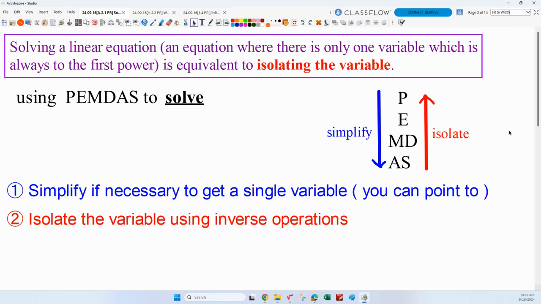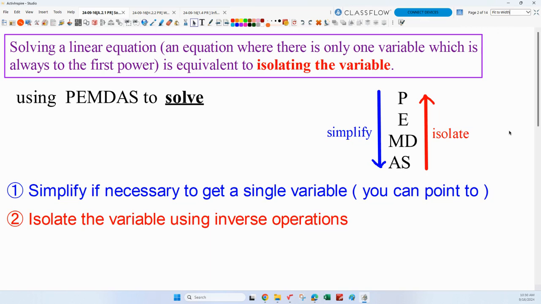When we're solving a linear equation, those are simple equations. Linear equations are equations where we've only got one kind of variable. You actually could have more than one kind of variable, but we'll get there later. For now, one kind of variable, and it's always to the first power. It's never being multiplied by another variable. It's never on the bottom of a fraction. It's always just by itself in a term, and it's to the first power. So, simple equations. How do we use PEMDAS to solve?